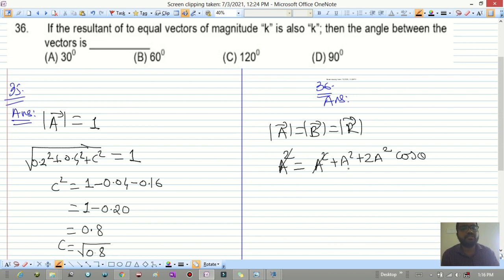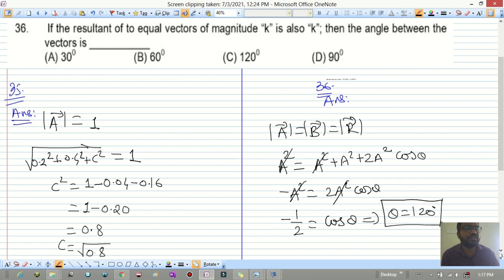So this a squared gets cancelled. We have minus a squared is equal to 2a squared cos theta. This a squared cancels, minus 1 by 2 is equal to cos theta. So from this we can conclude that theta is equal to 120 degrees. So at what value of theta is cos theta minus 1 by 2? It is 120 degrees. So I hope this is clear.